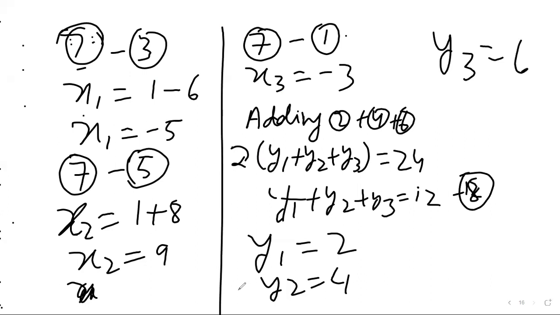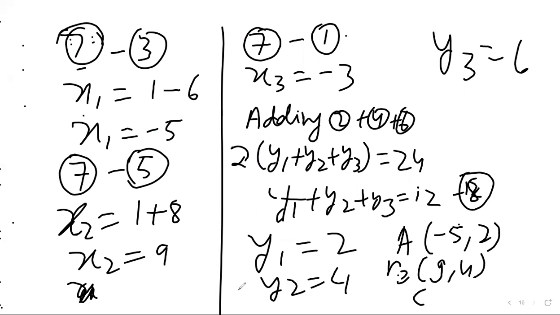So what are the coordinates? A is x1, y1, that is minus 5, 2. B is x2, y2, that is 9, 4. And C is minus 3, 6. So this will be the answer, and your homework is just a minute.